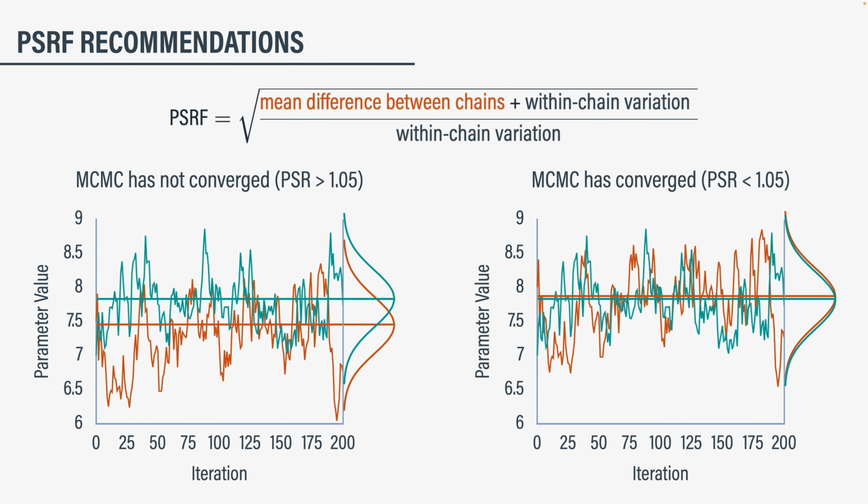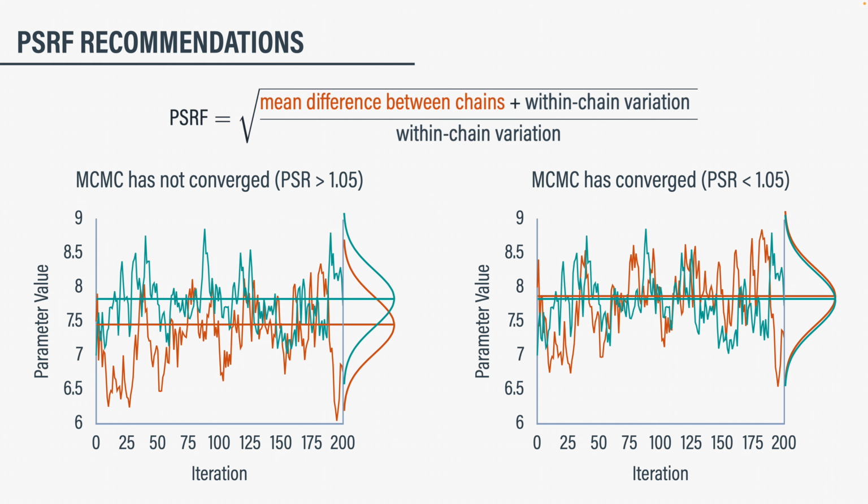Looking at the equation, when the mean difference variation shrinks towards 0, the within chain variation in the numerator and denominator cancel out, and the equation reaches its theoretical minimum value of 1. Recommendations from the literature suggest that the potential scale reduction diagnostic value should be less than about 1.10 or 1.05. I usually adopt the more conservative cutoff of 1.05.